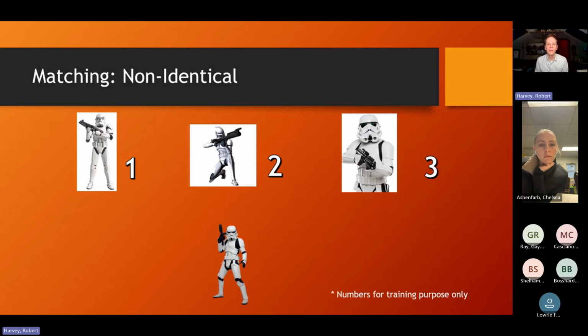Some of you weren't here in the beginning, but the difference between a clone trooper and a stormtrooper is really in the top of the helmet, right? So do they have a fin or a mohawk? And then in the eyes, do they have two eyes or do they have a T visor? All right, so touch the one that matches the picture at the bottom. All right, Chelsea, which one did you touch?